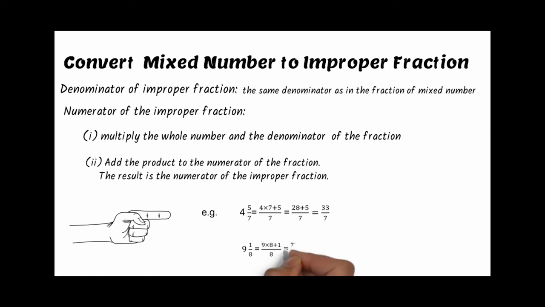Now let's look at our second example. We have a mixed number, 9 and 1/8. So here, to convert it into an improper fraction, the denominator is going to be 8.